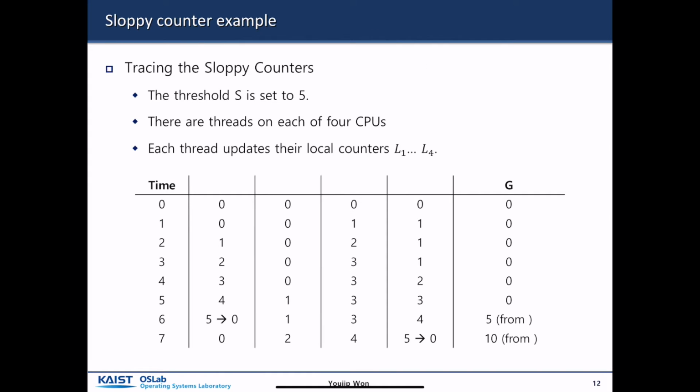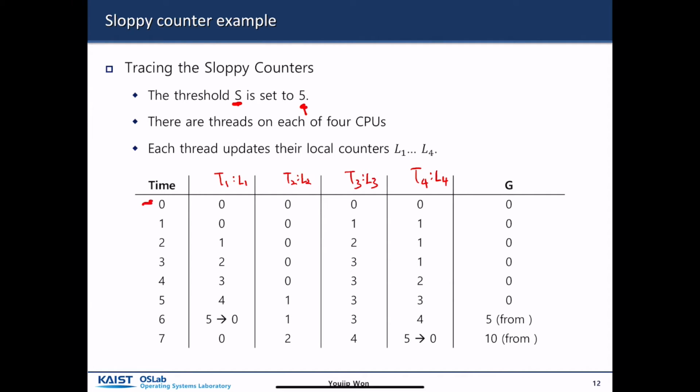Let me provide an example. There are 4 threads and there are 4 counters. So this is thread 1, thread 2, thread 3, and thread 4. Then the threshold value of sloppiness is set to 5. It means that if the counter value reaches 5, then it is folded to the global counter. So each thread updates a local counter, and the local counters are labeled L1 to L4. So this is local counter 1, local counter 2, local counter 3, and local counter 4. So this is how we update it.